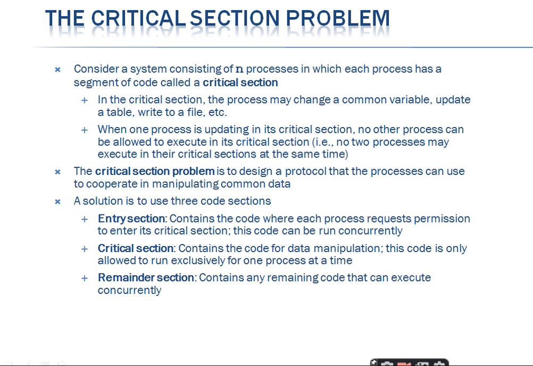Next is the critical section that contains the code for data manipulation. This code is only allowed to run exclusively for one process at a time. This is very sensitive code. Here data manipulation occurs. Hence we cannot allow more than one process to run their critical section at the same time.